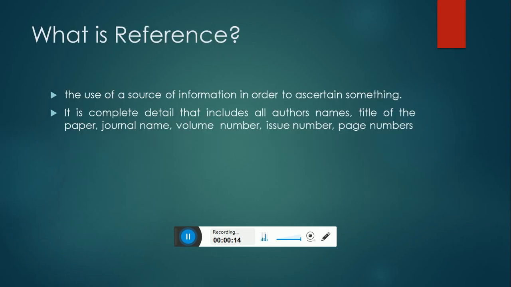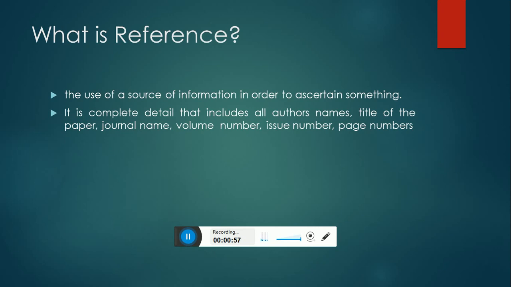So first of all, you should know what a reference is. Basically, a reference is the use of a source of information in order to ascertain something. Or you can say that it is a complete detail that includes all author names, title of the paper, journal name, volume number, issue number, and page numbers. And if it is from any website or any blog, then it is again the author's name, the title of the published article or the blog, the URL of that particular website or blog, and the date you accessed the information.